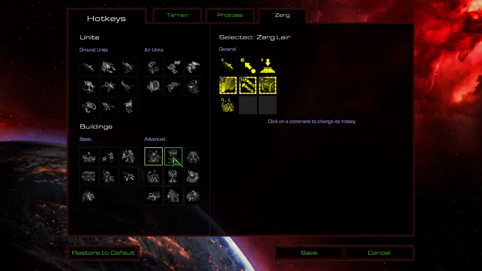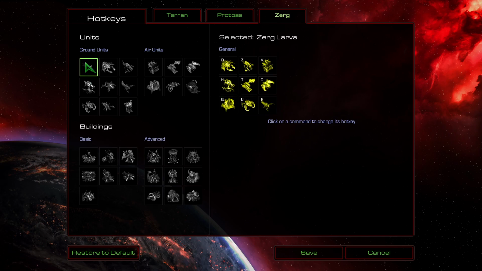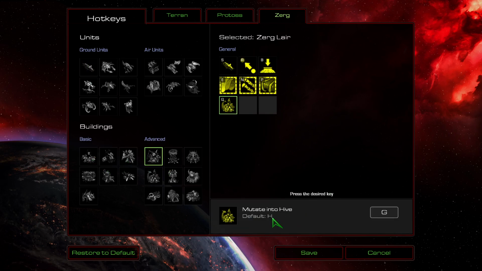And then I have morph into Lair and Hive at G. It's pretty comfortable to press. It's not a unit underneath here. By default, your Lair is going to be Hive. When I'm spamming for hydras, I might accidentally make a Hive. So I put it at G.